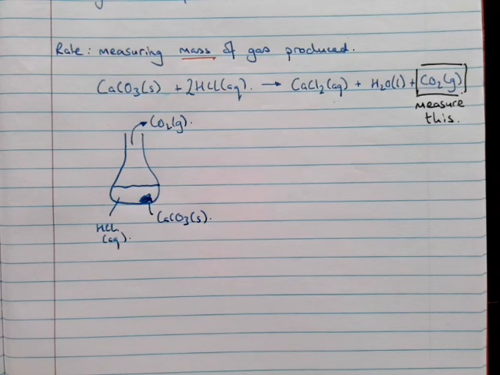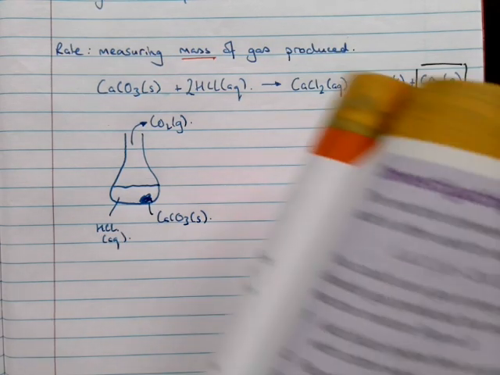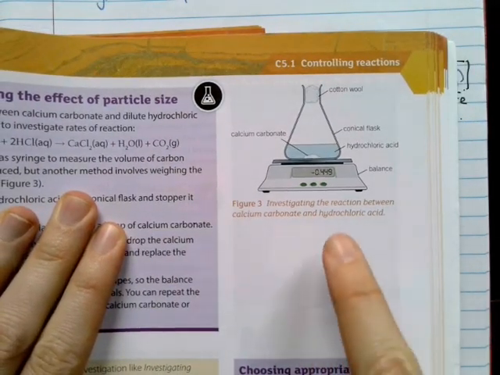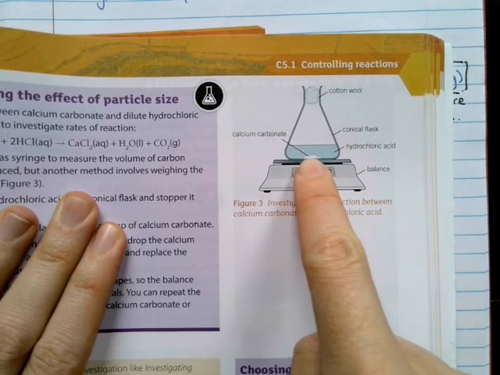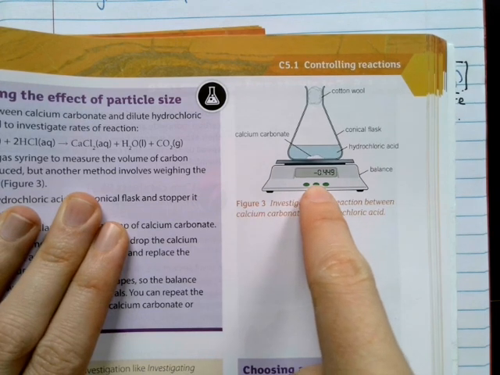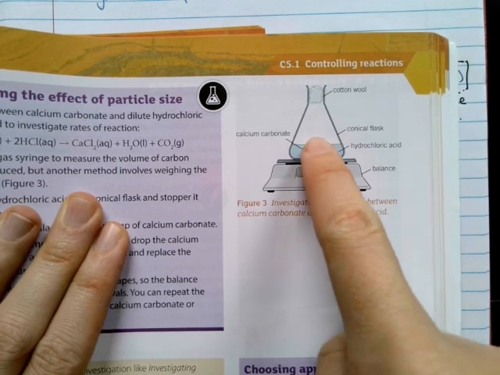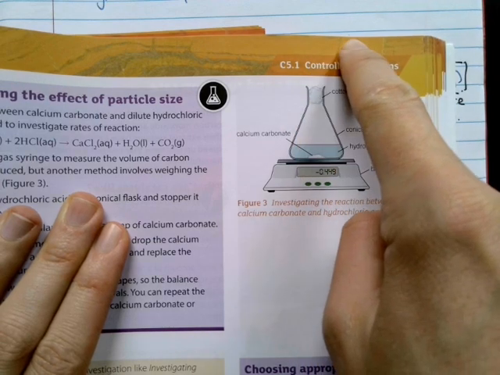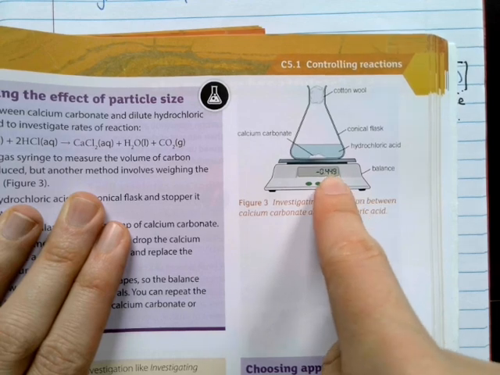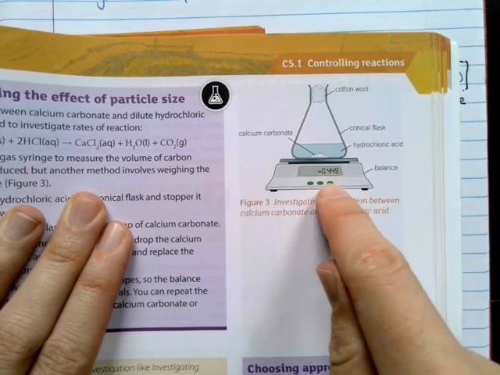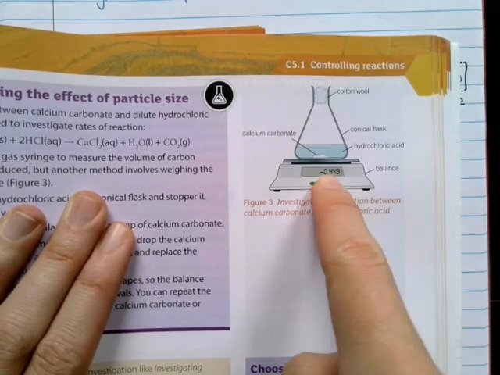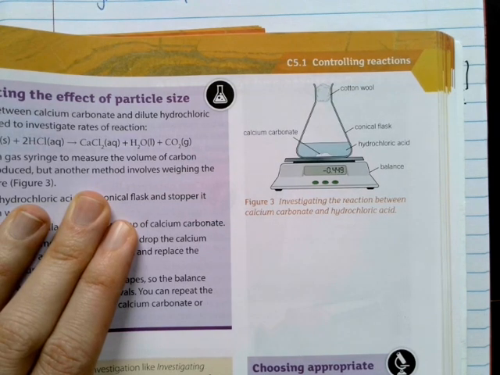So we're going to use an experimental setup that looks like this. We have our calcium carbonate and hydrochloric acid in a conical flask on weighing scales. As the carbon dioxide is produced, it escapes out of the conical flask, and the mass here will decrease. That will be equal to the amount of carbon dioxide produced. So if the mass goes down by 0.1 grams, I've lost 0.1 grams of carbon dioxide.